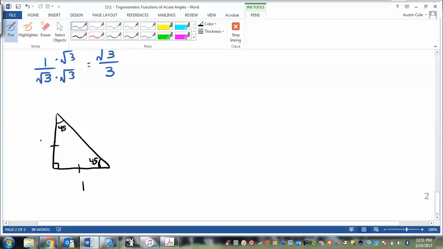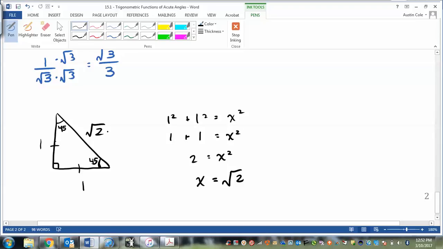Okay? So I'm going to call this 1 and that 1. For this example, it doesn't matter. I could have called it 3 if I wanted to. I called it 1. What's our hypotenuse? Well, Pythagorean theorem. 1 squared plus 1 squared equals x squared. So this gets me 1 plus 1 equals x squared. 1 plus 1 is 2 equals x squared. So that means x is going to equal the square root of 2. So the hypotenuse of this triangle is the square root of 2.